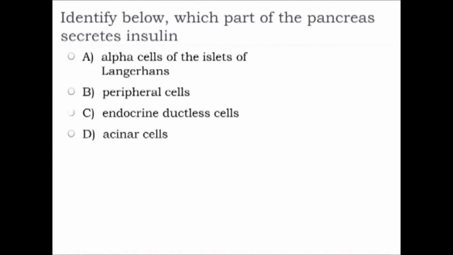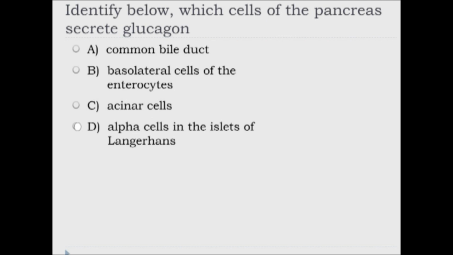Next question. Identify below which part of the pancreas secretes insulin. Pause here and select your answer. The correct answer, C, the endocrine ductless cells. Next question. Identify below which cells of the pancreas secrete glucagon. Pause here, select your answer. The correct answer is D, alpha cells in the islets of Langerhans.